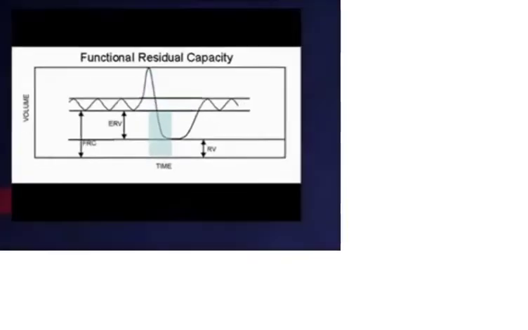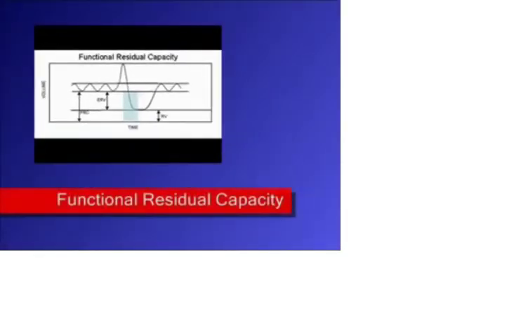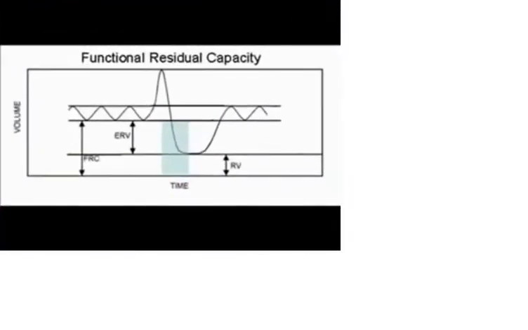The functional residual capacity is the amount of gas remaining in the lungs after a tidal expiration. It includes the expiratory reserve volume and the residual volume. Normally, it is 40% of the total lung capacity. The FRC cannot be measured with spirometry because the RV cannot be exhaled and therefore cannot be measured directly. The FRC has to be measured indirectly using helium dilution, nitrogen washout, or body plethysmography.